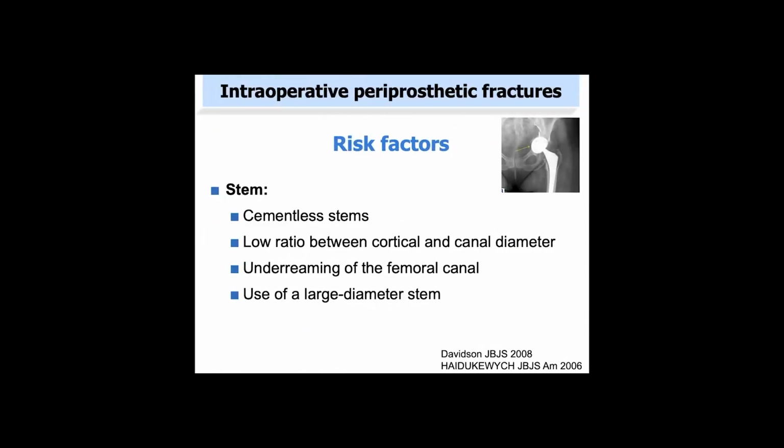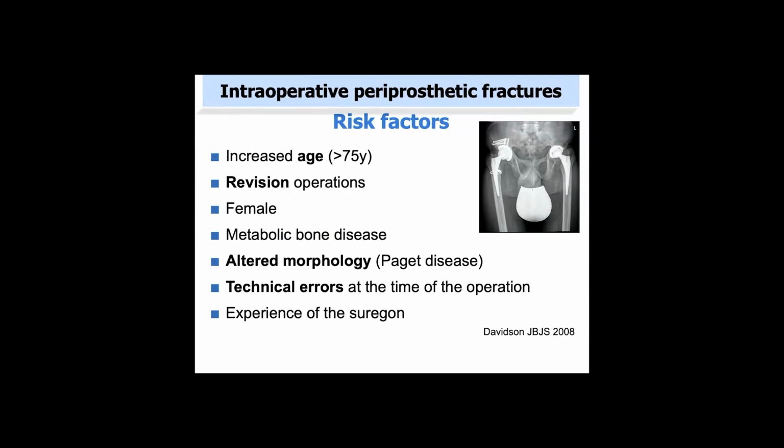What are the risk factors for an intraoperative periprosthetic fracture? Risk factors are when we use cementless stems, have a low ratio between cortical and canal diameter, when we underream the femoral canal, and we use a large diameter stem. Other risk factors are an increased age, over 75 years old, revision operations, if the patients are female, or the patients have a metabolic bone disease or altered morphology like Paget disease, and if technical errors occur at the time of the operation. And of course, the experience of the surgeon is related to the rate of intraoperative periprosthetic fractures.